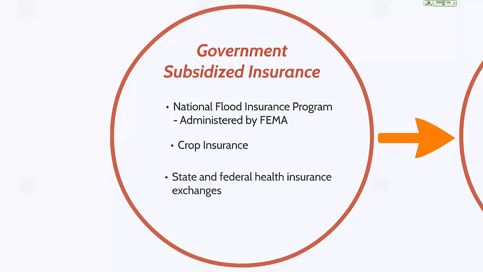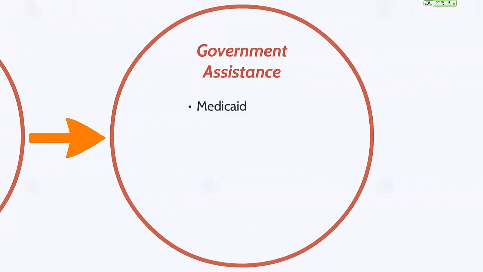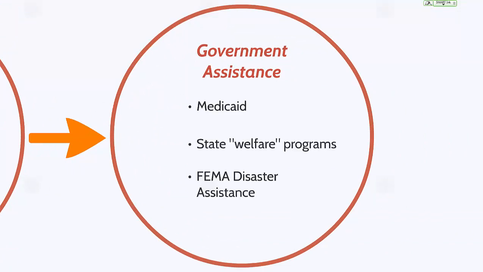and state and federal health insurance exchanges. One of the significant things that makes all three of these distinct from social insurance plans is that none of them are compulsory or mandatory. Then government assistance. These include Medicaid, state welfare programs, and FEMA disaster assistance programs, which is different from flood insurance or NFIP. The distinct feature of these from social insurance programs is that they're not paid for by the people who participate in them. They're paid for generally by tax dollars.